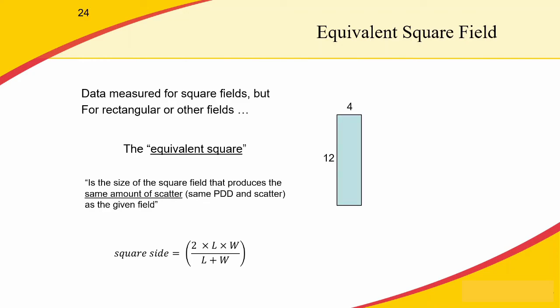So for instance, if we had a 12 by 4 rectangular field, what is the equivalent square field that we would use to look up the PDD value? So using our equation, 2 times L times W divided by L plus W, that would give us a 6 by 6 square field. It gives us an equivalent square side of 6. So in the end, we would use a PDD for a 6 by 6 cm squared field to determine our dose.